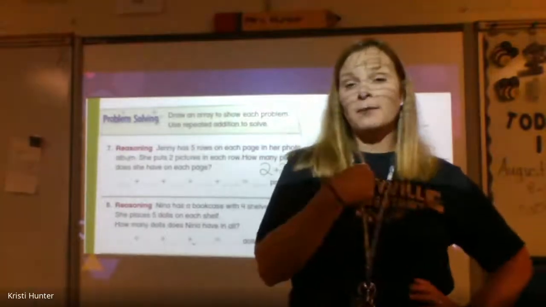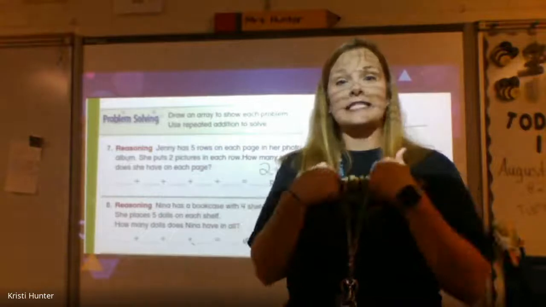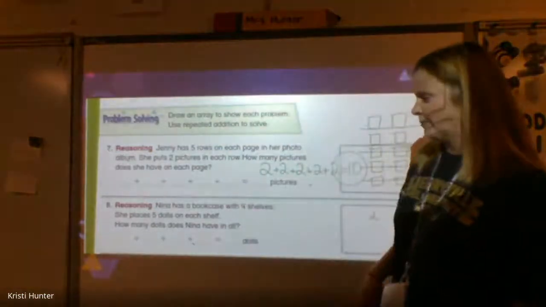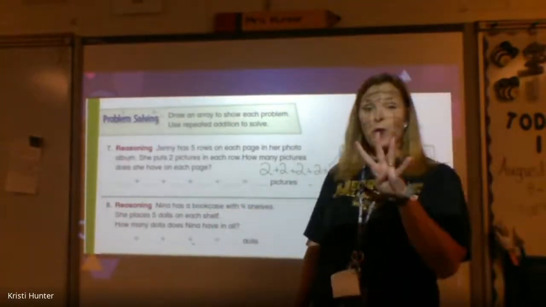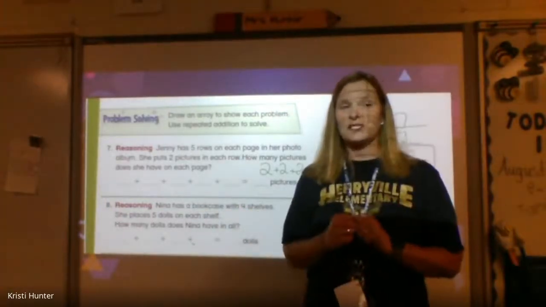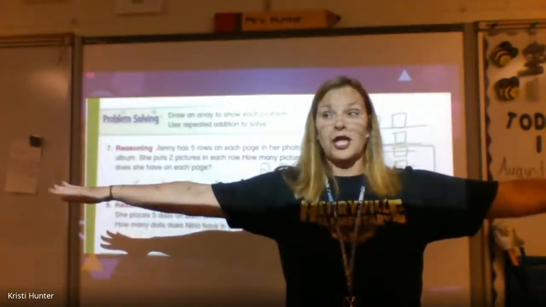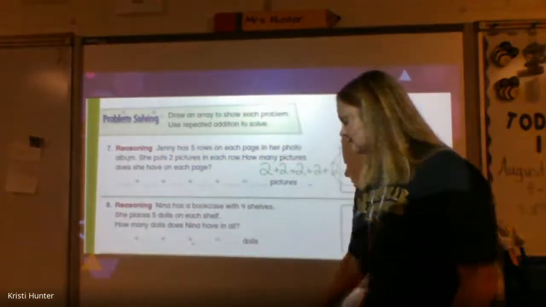All right, why don't you give this next one a try? I'll read the problem. You see if you can draw your array on your own, and we'll see if we match, okay? All right, here we go. Nina has a bookcase with 4 shelves. Remember, we talked about shelves go this way. Draw your 4 shelves.